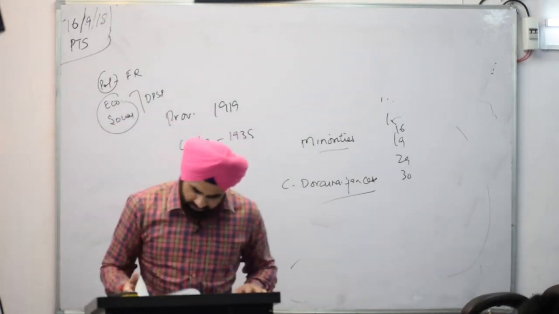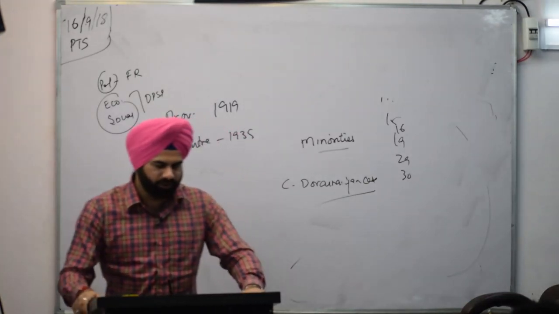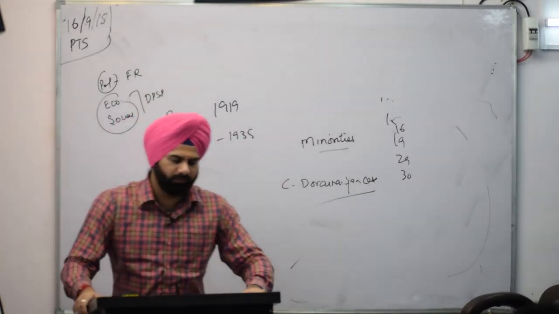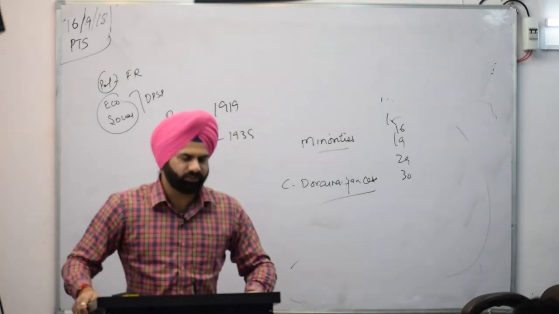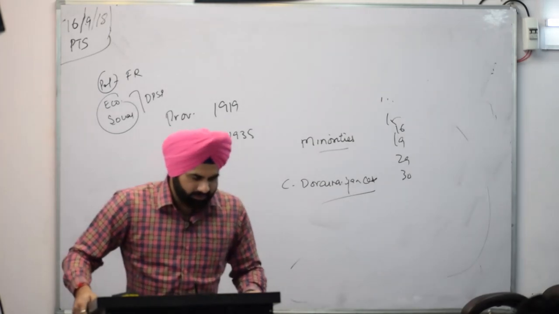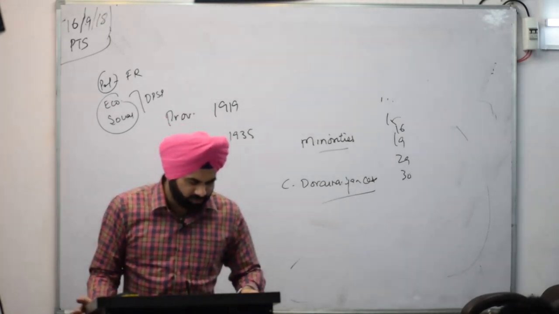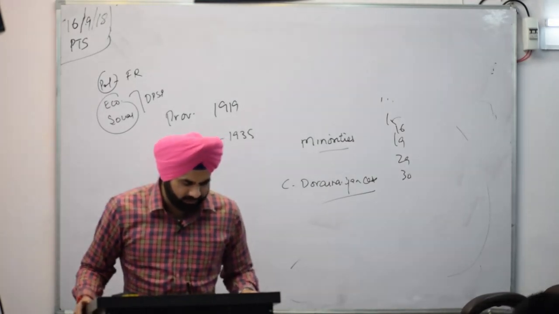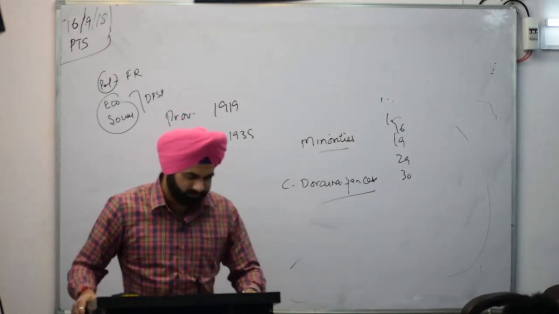Next. The answer will be 1 for 15. Question number 16. Which of the following provisions are mentioned in the preamble? Social justice is mentioned, liberty of worship is mentioned, equality of status is also mentioned, unity and integrity, that is fraternity, also mentioned. All four have been mentioned. Therefore, question number 16, D is the answer.